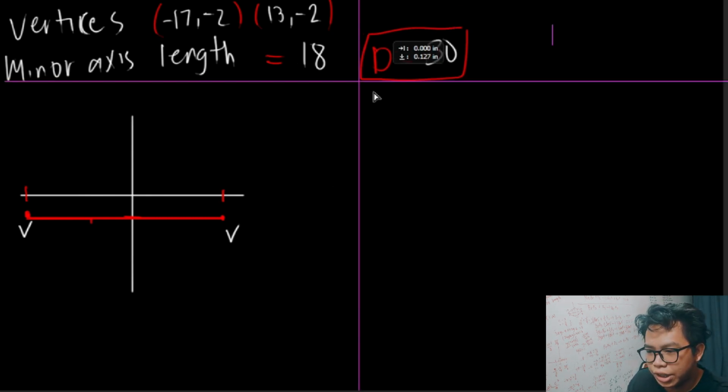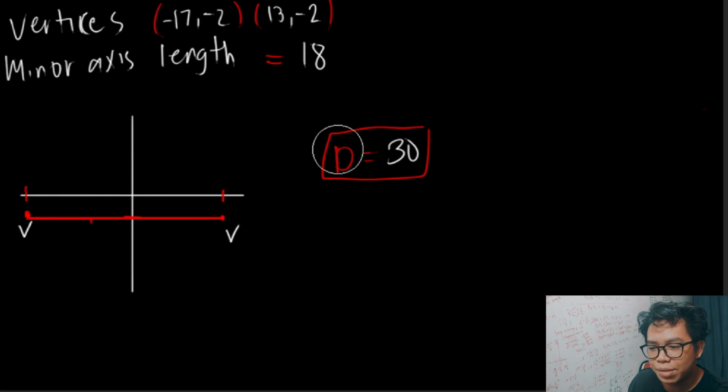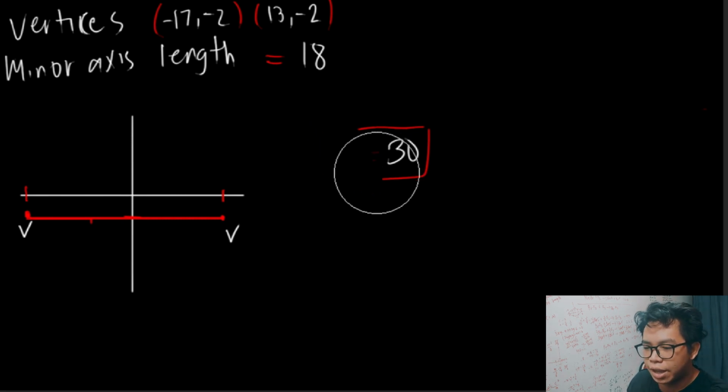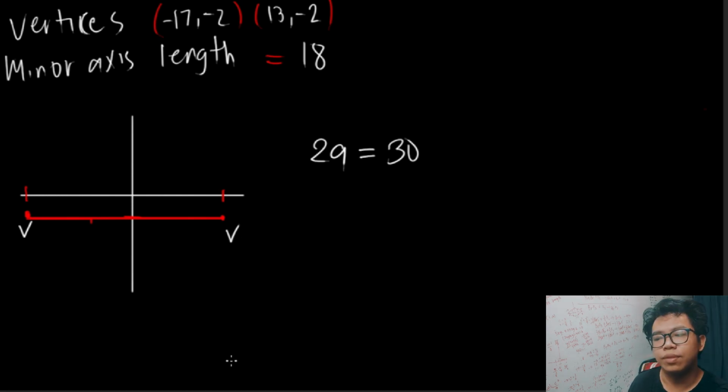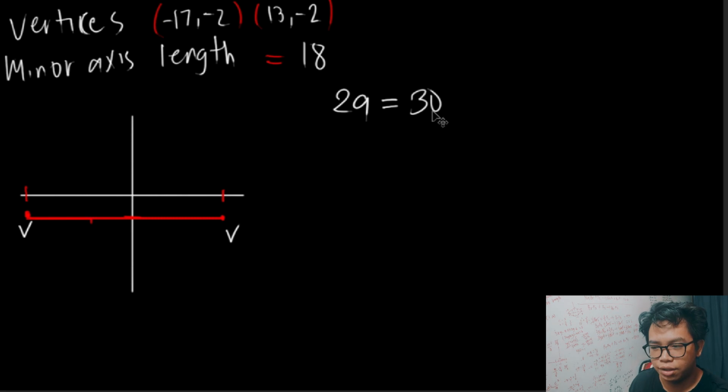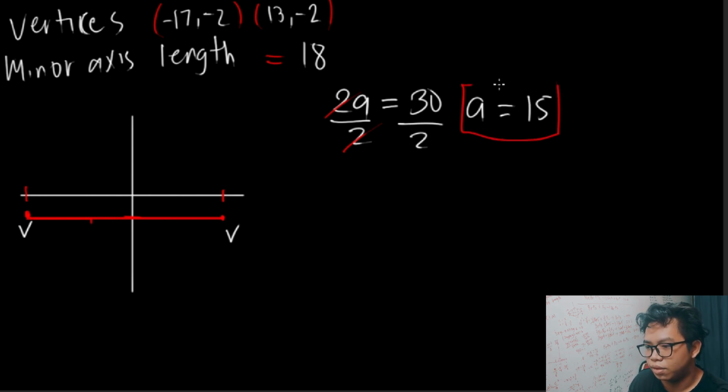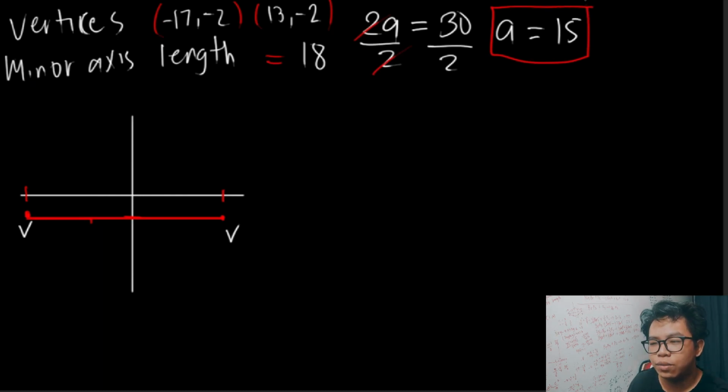Dahil alam natin yung 30, alam natin na yan ang major axis. Kasi yung distance between two vertices is the major axis, which is 2a. Gets? So 2a is equal to 30. Now, divide both sides by 2, alam natin a is equal to 15. Anong kahalagahan nito? Mahahanap na natin yung center. Kailangan lang natin mag-move ng 15 units sa vertex na to.